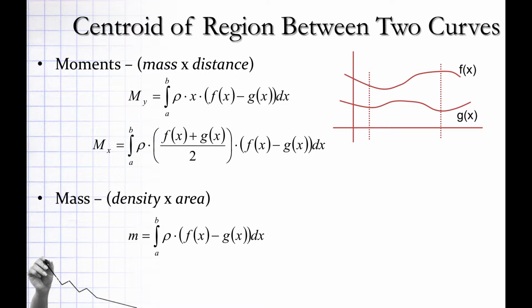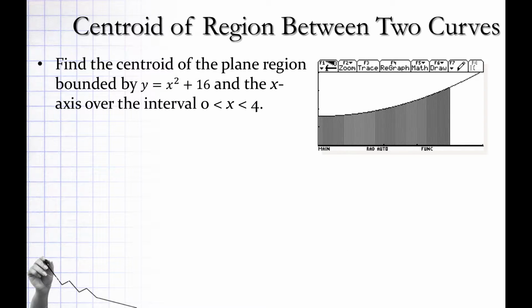Okay, so with the remaining 10 minutes of class, we are going to do one example. You'll have your homework, and then we'll revisit this tomorrow with our activity. We're going to find the center of mass, the centroid, between the two curves, y equals x squared plus 16 and the x-axis, from 0 to 4.